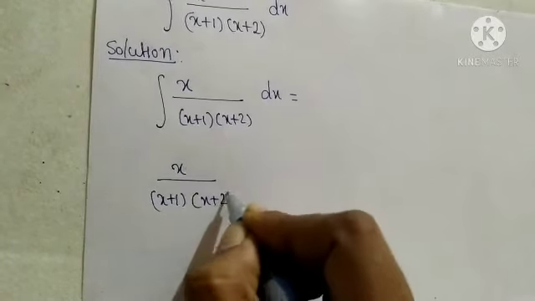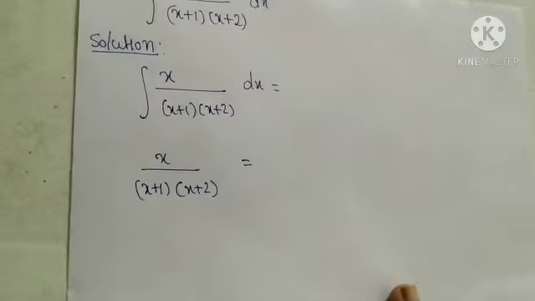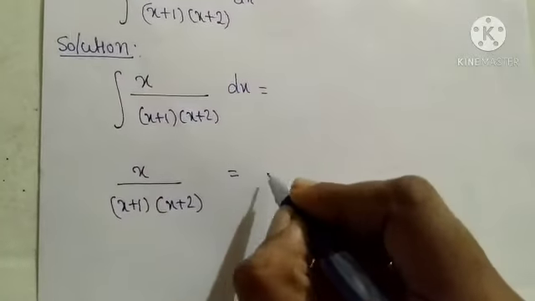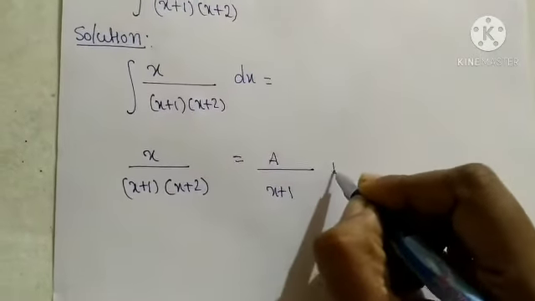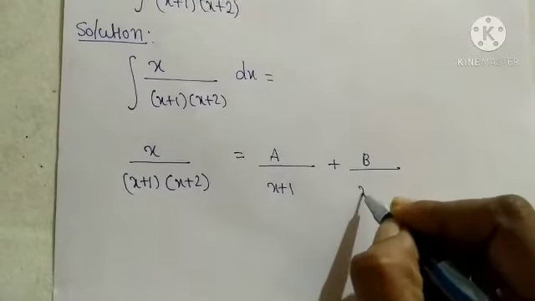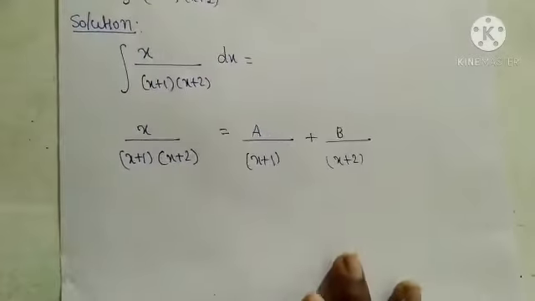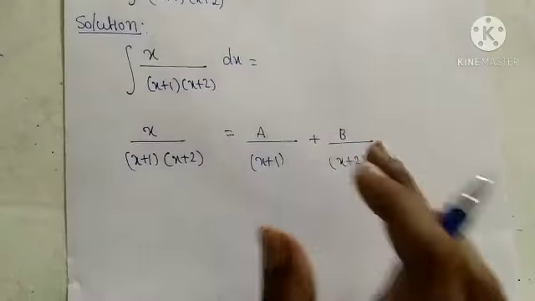question. I'm taking this only, and by using partial fraction of first type, it can also be written as a divided by (x plus 1) plus b divided by (x plus 2). Okay. So, in the next step, I am going to find out the value of a and b.